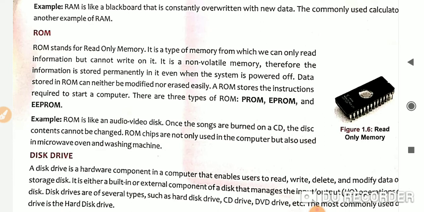ROM stands for read-only memory. It is a type of memory from which we can only read information but cannot write on it. It is a non-volatile memory. Therefore, the information is stored permanently in it even when the system is powered off. Data stored in ROM can neither be modified nor erased easily. A ROM stores the instructions required to start a computer. And there are basically three types of ROM. PROM means programmable ROM, EPROM and EEPROM.